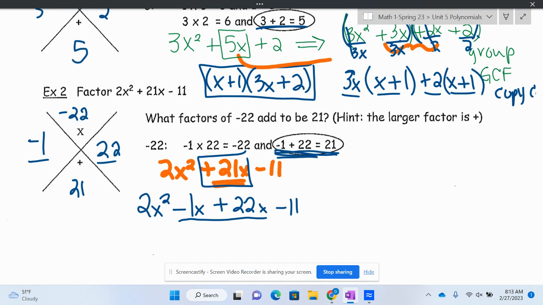It's 21x, yeah. So we didn't change the problem. We just changed the way it looked. Does that part make sense? Okay, so now what do we do? What do we do next? Yeah, we have to group them.